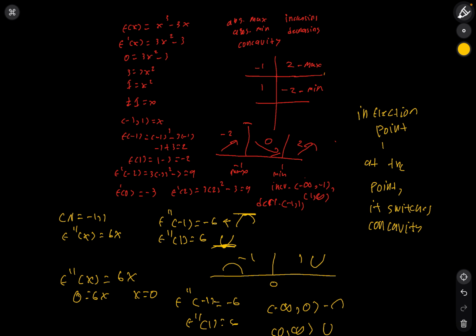Isn't that just so cool? Even without knowing what the shape of this graph looks like, we found out essentially what the shape of the graph looks like. The maximum, the minimum, when it's increasing, when it's decreasing.